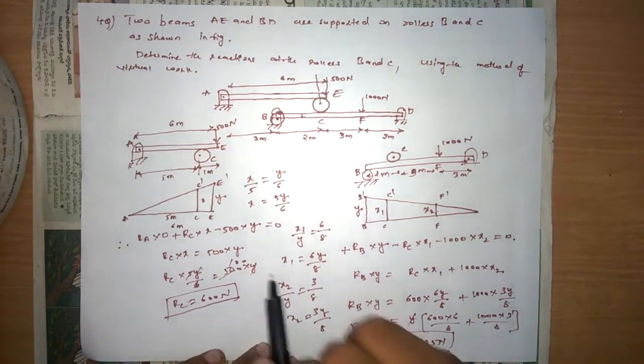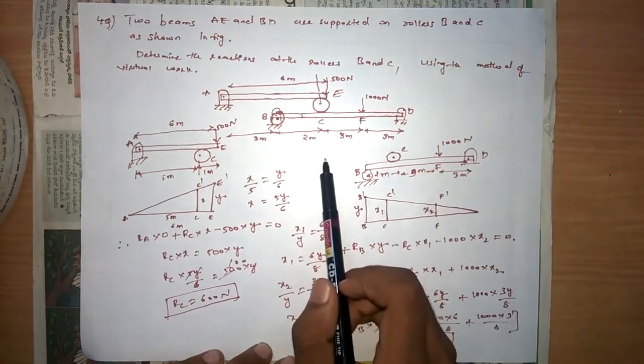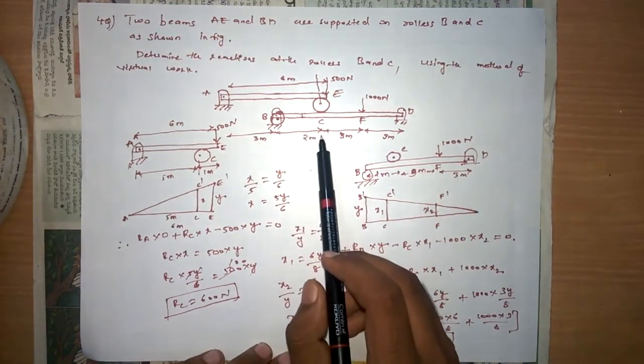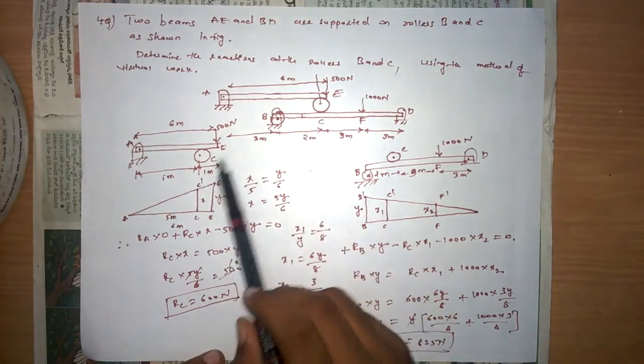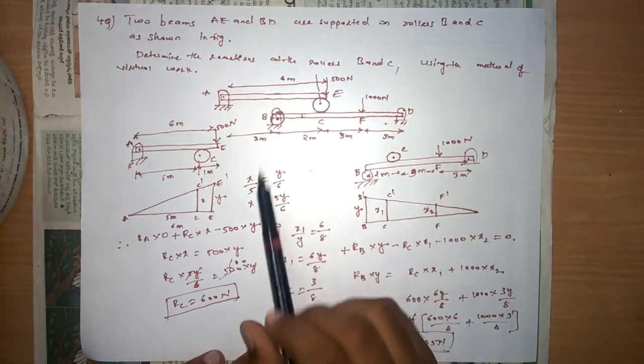Repeat the problem. Whenever you are given so many beams, how many beams may there be? One, two, three, four, or greater than two. In this case, first we should separate the beams and find out the reactions in each beam. First you choose this beam, and next you choose this beam. In this way we have to solve the problem.